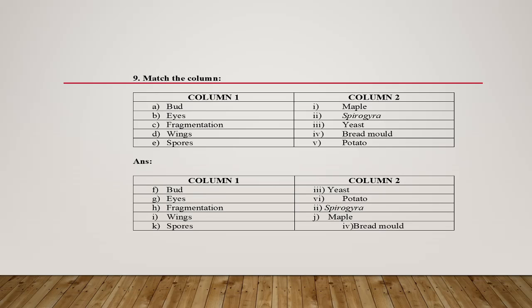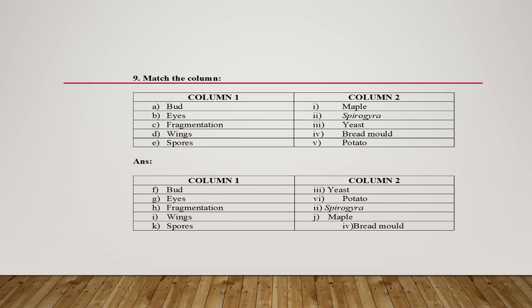Okay. Next one is eyes. In which organism can you see the eyes, excepting humans or animals? I'm talking about plants. This is the potato. Fine. Next is fragmentation. Which plant reproduces asexually by fragmentation? Spirogyra. Wings are maple, and the spore is the bread mold.